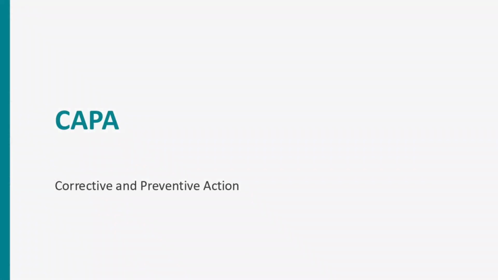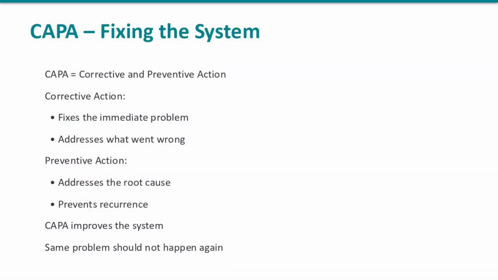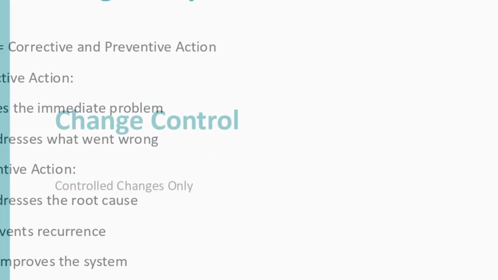This leads us to CAPA, which stands for Corrective and Preventive Action. Corrective action fixes the immediate problem, while preventive action addresses the root cause to ensure the problem does not happen again. CAPA is a key tool for continuous improvement in GMP systems.